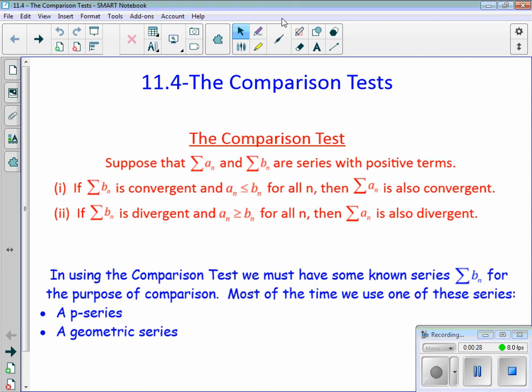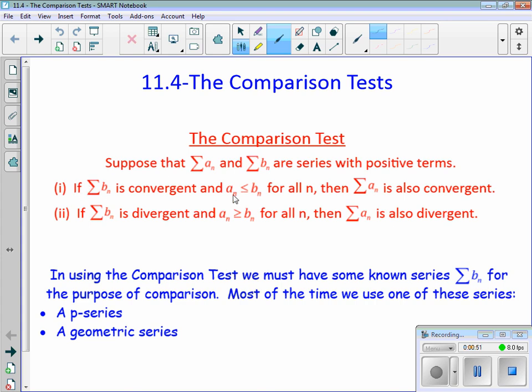What we're doing is we're taking series. So we're given the series of a sub n, and we're going to compare it to something that's easy to find. And then by using that comparison, we can determine if this one's convergent, that one's convergent, or if this one's divergent, that one's divergent. We just have to be careful that we actually follow the parameters here.